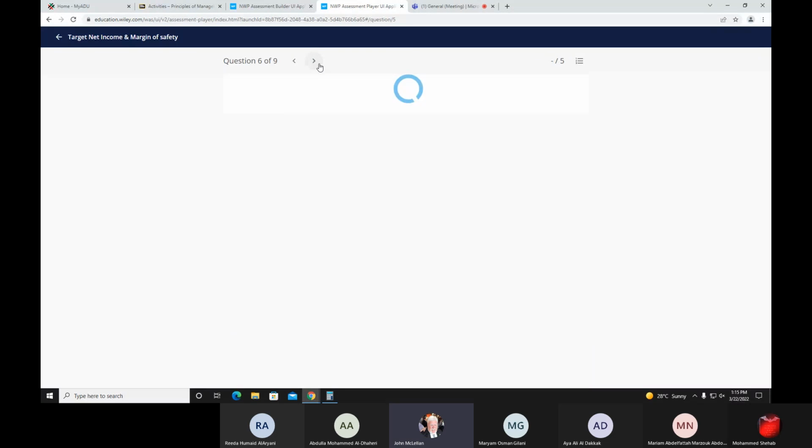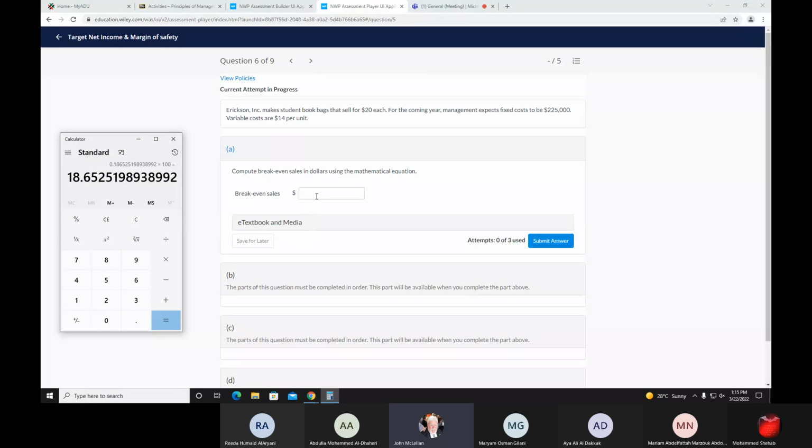Okay, number 6. Again, Ericsson makes student book bags that sell for 20. Next year, management expects fixed costs to be 225, and the variable cost per unit is 14. All right, so do the break even again. They want the break even sales in dollars, so you need the contribution margin ratio. So again, that is 0.3. The fixed cost divided by 0.3.